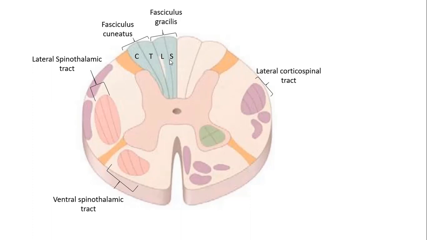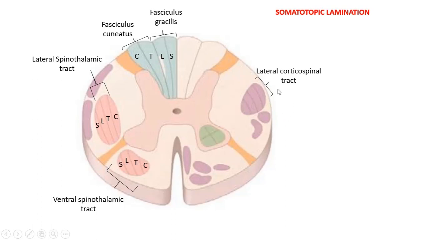This is the concept in other tracts also. So this is the lateral spinothalamic tract. Here also you can see the somatotopic lamination, that is, the medial part carries the sensation from cervical segments, then consecutively laterally the thoracic segments, then the lumbar segments. Now most laterally, this part carries the sensation from the sacral segments. Similar arrangement is there in the ventral spinothalamic tract also.